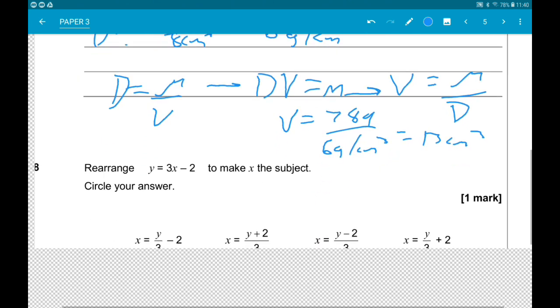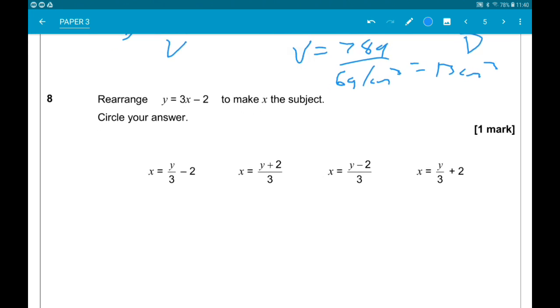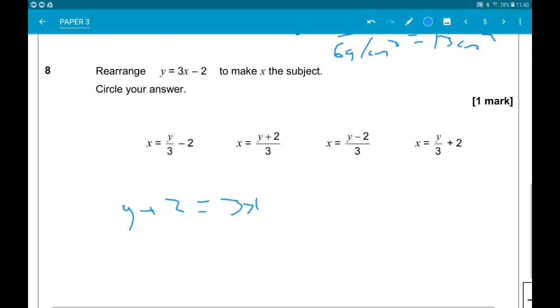Okay, number 8, we want to rearrange y is equal to 3x minus 2 to make x the subject. So add 2, here we go, y add 2 is equal to 3x, and then divide by 3, y add 2 over 3 is equal to x.